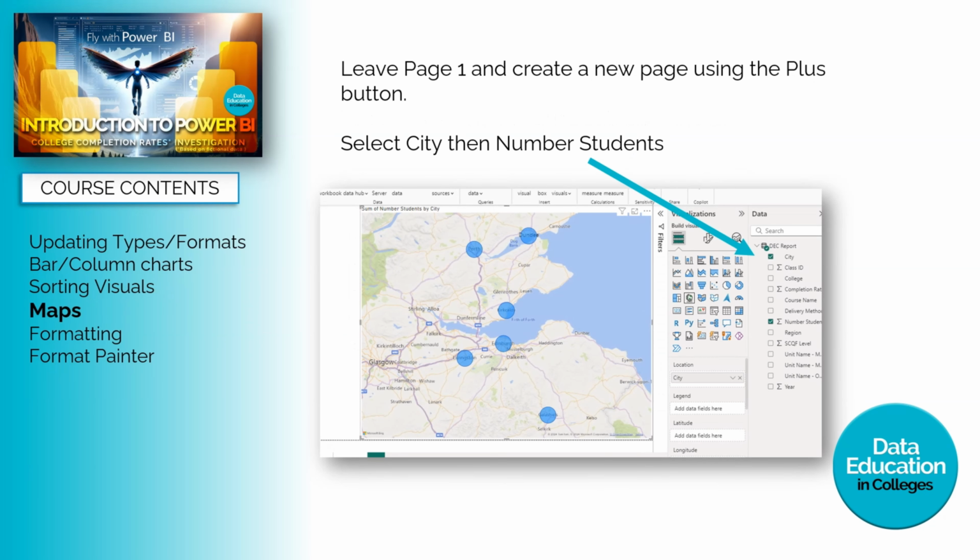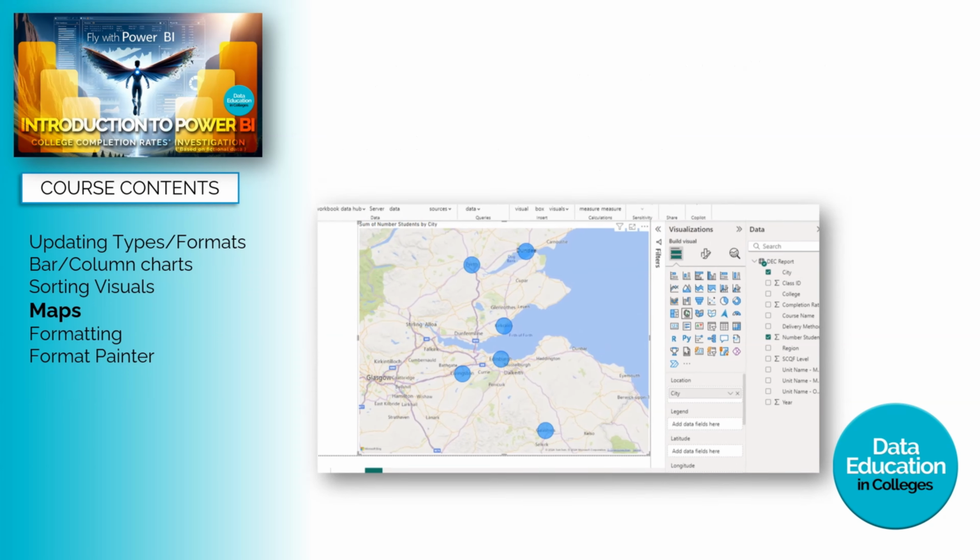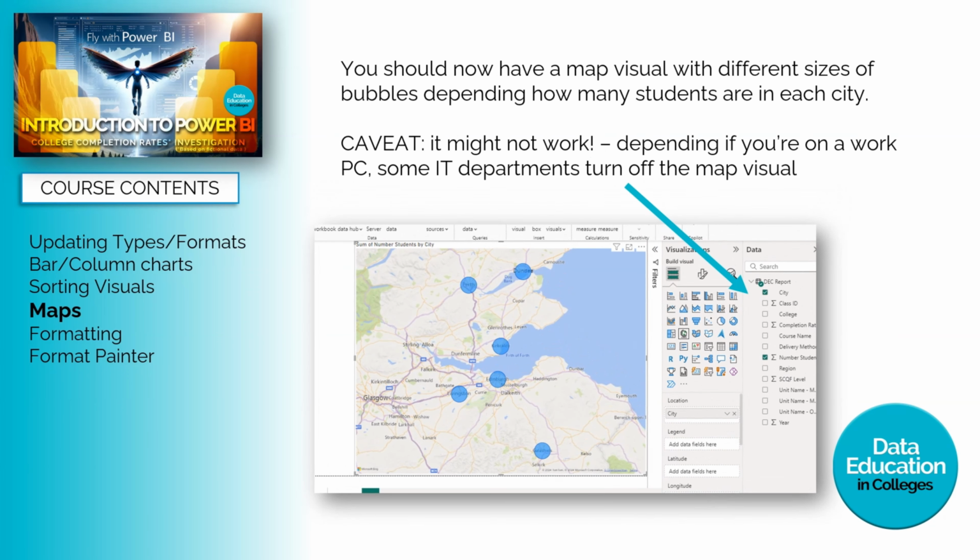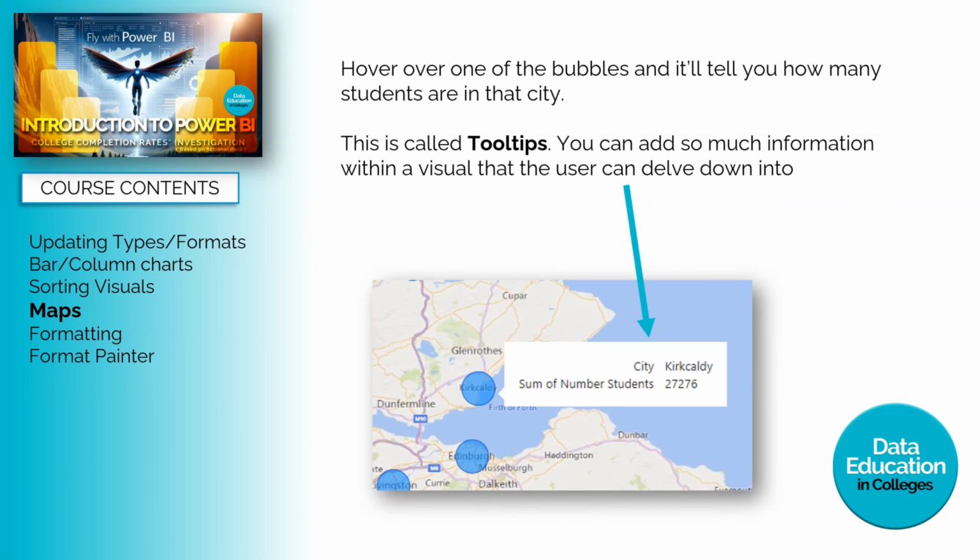Right, leave page 1 alone. Create a new page using the button. Click city, then number of students. This might not work. Reason is that some IT departments, if you're using a work PC, turn off the map visuals because it's quite power hungry. But if it has, you'll have a different size of bubble depending how many students are in each city. You can even hover over the bubble and it will tell you, it's called tooltips, further information about that city, in this case, how many students.